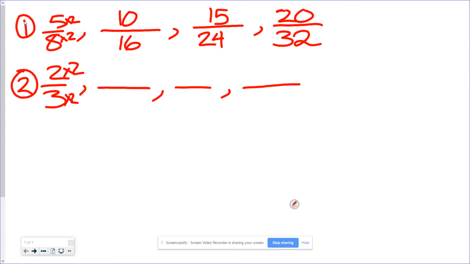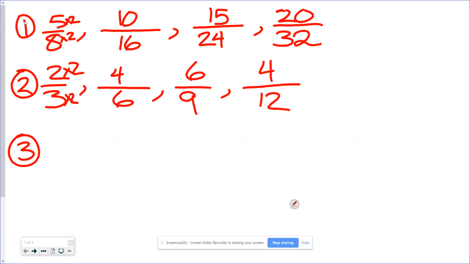2 times 2 is 4. 3 times 2 is 6. And then I'm going to take 2 times 3 and get 6. 3 times 3 is 9. And then I'm going to take 2 times 4 and 3 times 4. As you can see, I'm just gradually getting bigger, but they can all be simplified to 2/3.